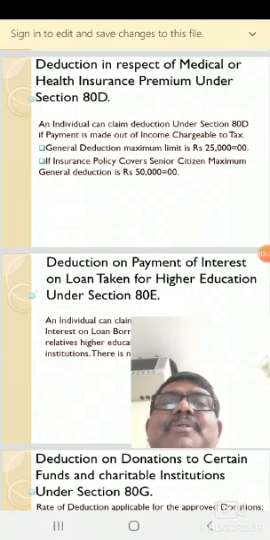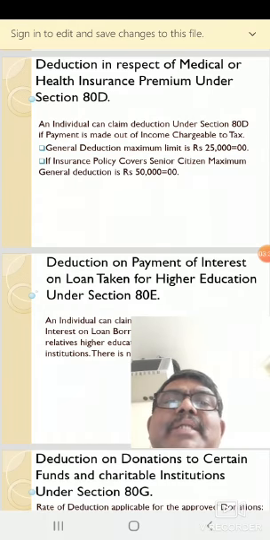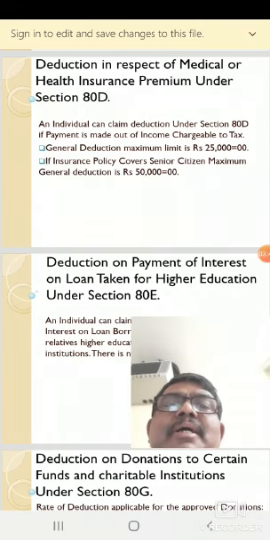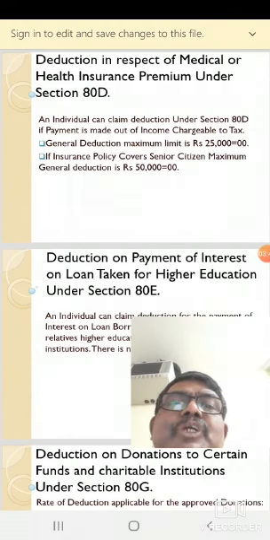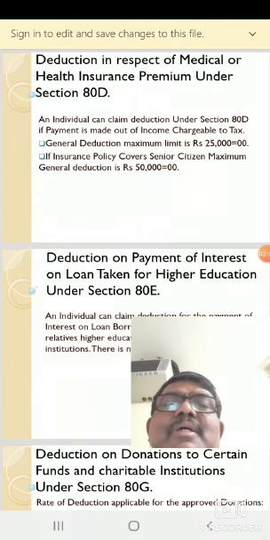Next, coming to section 80D, and this is related to deduction in respect of medical or health insurance premium. And here the detail is an individual can claim deduction under section 80D if payment is made out of income chargeable to tax. General deduction maximum limit is 25,000, and in case of a senior citizen it is up to 50,000.